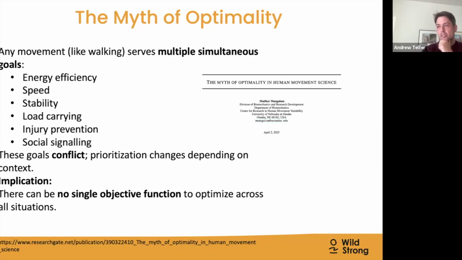And there's so many different reasons for why people could be engaging in any one movement. It's just impossible to say this is the optimal way to do it. Same way with running, we fall into this trap of saying, well, this is the perfect gait.